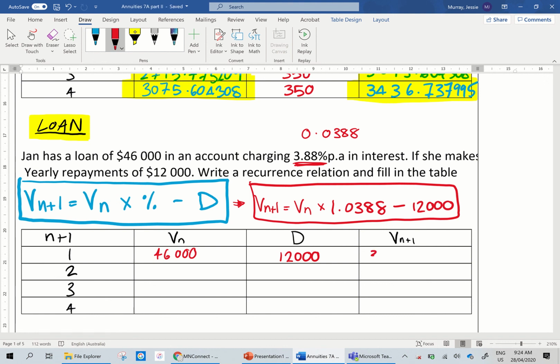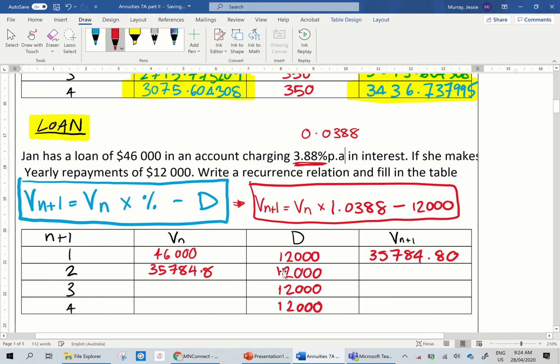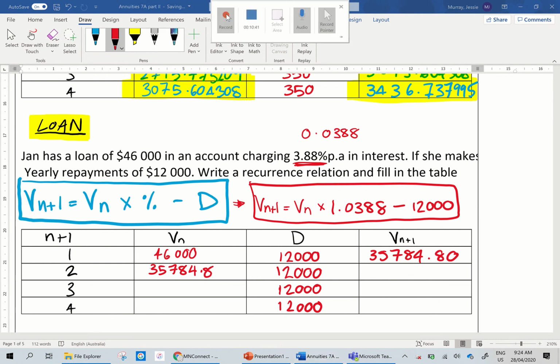So at the end of the first year, she's left owing $35,784.80. Now I'm going to bring that value down. That's the original value in the account at the start of the second year. The down payment is always at $12,000. And I put those values in. So I'm going to pause the video here and just fill in the rest of the table, give it a go and see what you get.